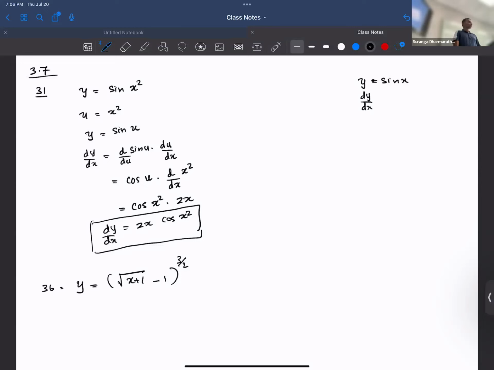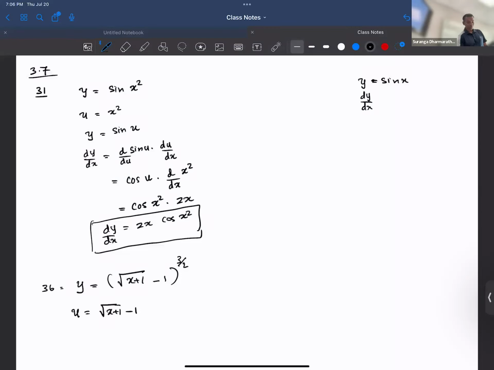So what do you take as u in this problem? Square root of x plus 1 minus 1. Yes. Why do you take the entire thing? You want to take u as square root of x plus 1 minus 1. Did everybody take that decision? Okay, right.